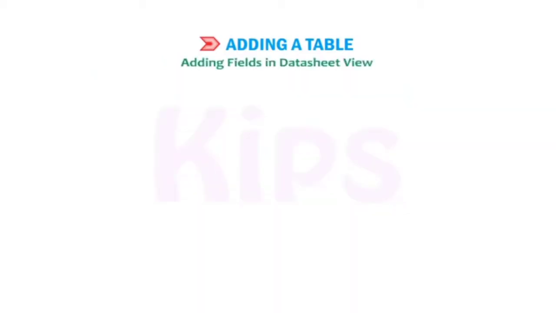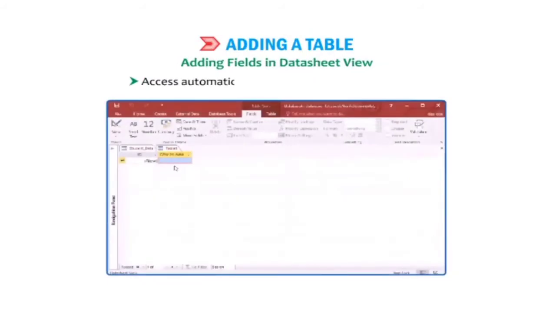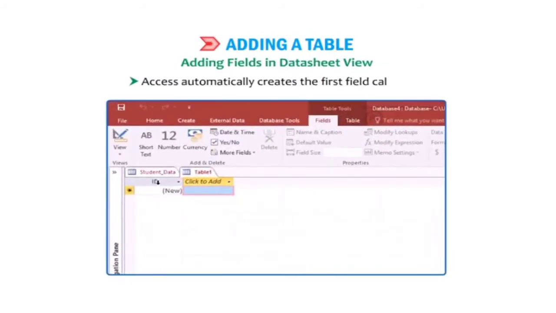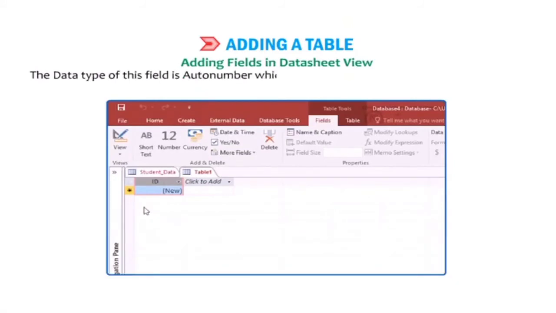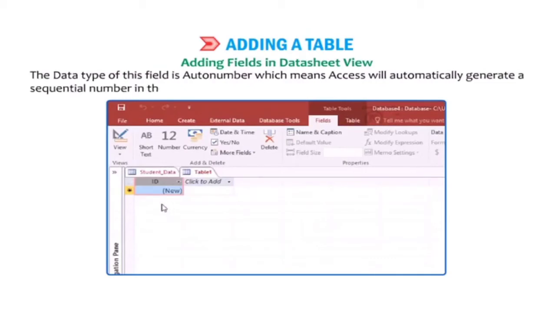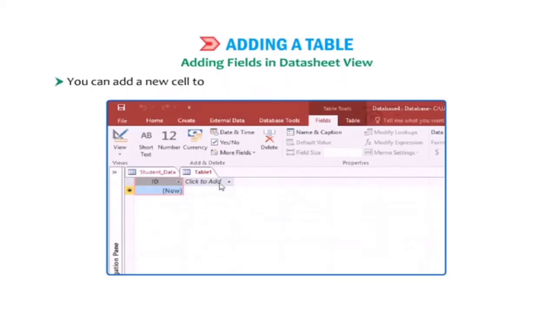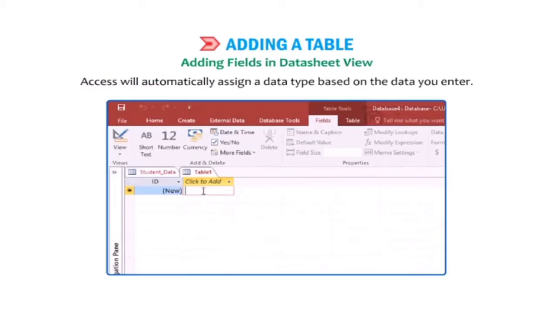Adding fields in Datasheet view. Access automatically creates the first field called ID. The data type of this field is auto number, which means Access will automatically generate a sequential number in this field for each new record. You can add a new field to the table by entering data in the Click to Add column. Access will automatically assign a data type based on the data you enter.